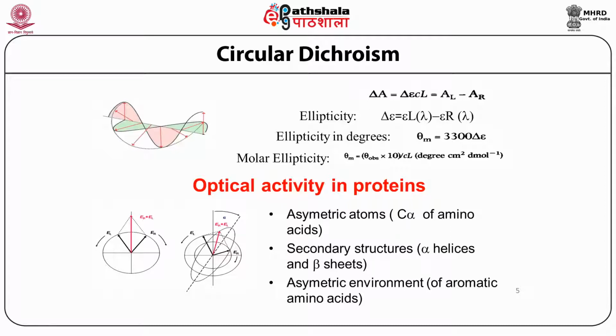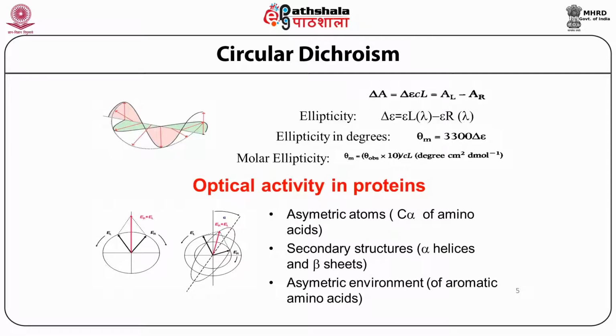centimeter square per mole. Actually, the value of theta generally depends on the concentration of the molecule. That's why, to make it independent of concentration, we take the data of molar ellipticity, and that is converted in such a way that the observed theta is divided by 10 and by CL, where the value of theta is expressed in degree centimeter square per decimole.